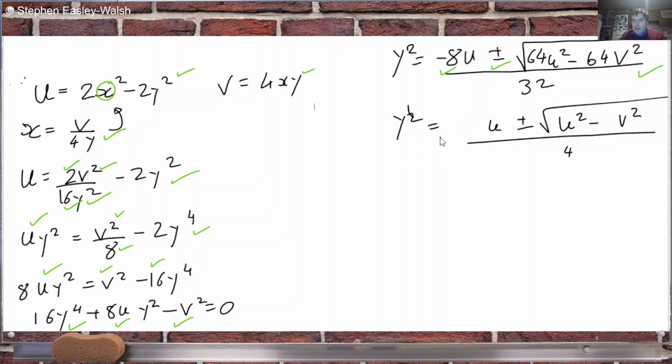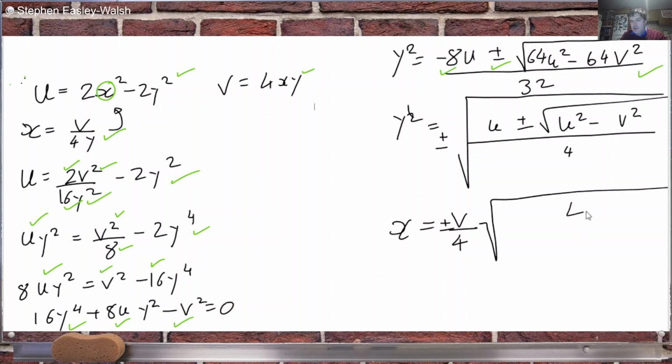So that means plus or minus the root of that. So that would mean x would equal v over 4, 1 over y, plus or minus the root of the reciprocal, 4 over u squared plus or minus root u squared minus v squared. Okay. And that's x and y in terms of u and v. 64 is 8, 8, 8. Yeah, that leaves a 4.